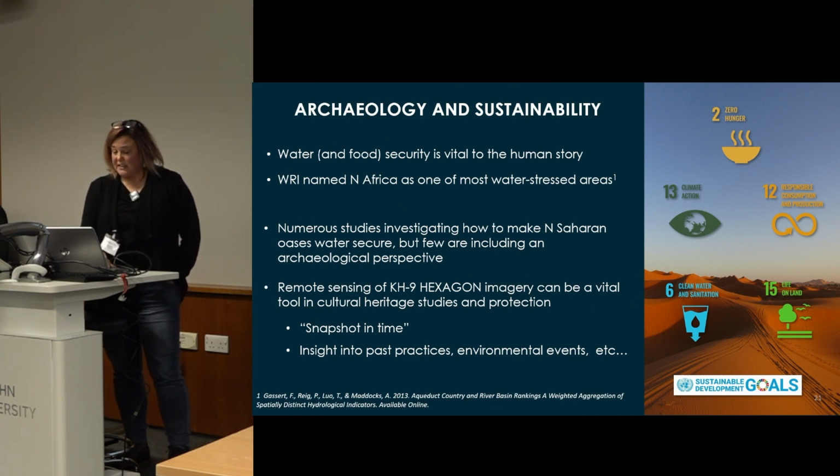There have been numerous studies into the sustainability of these oases, but very few are looking at this from an archaeological perspective. Knowing the life history of the oases, including the development, maintenance, and abandonment of them, may provide insight for future sustainability efforts. And importantly, Hexagon is a vital piece of that puzzle. It allows for a snapshot in time that captures these landscapes prior to urbanization and other destruction. This insight is not available by any other means without a lot of time and resource-consuming effort on the ground, as we all know.